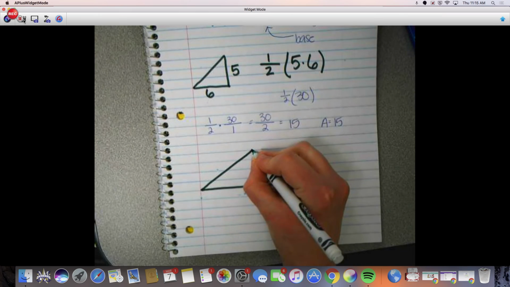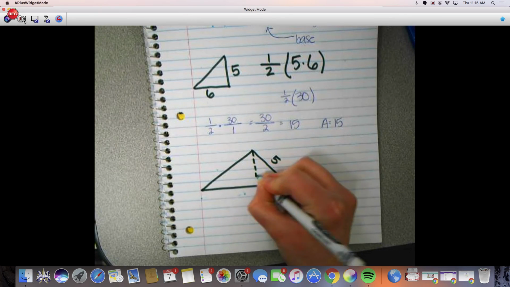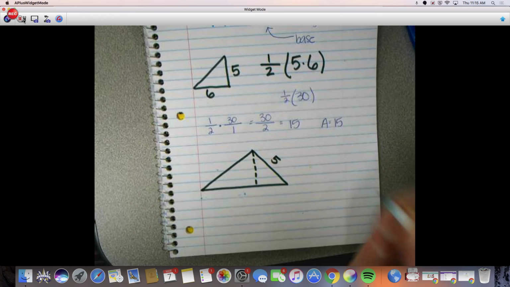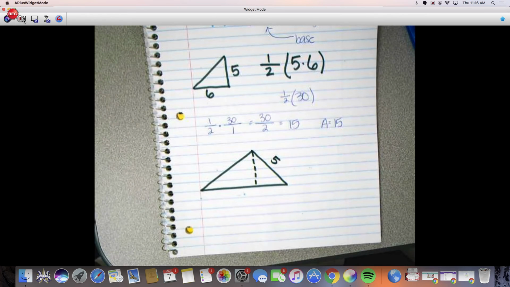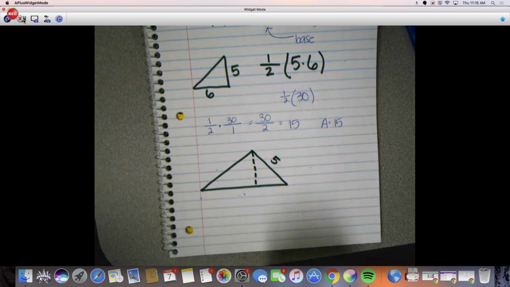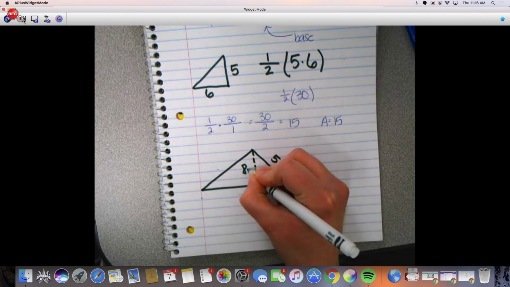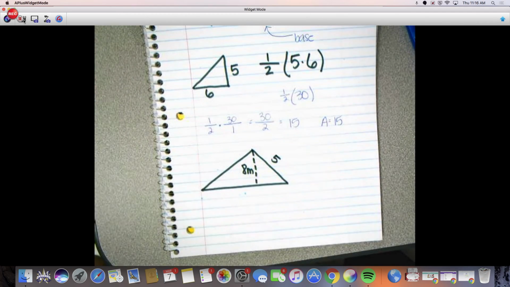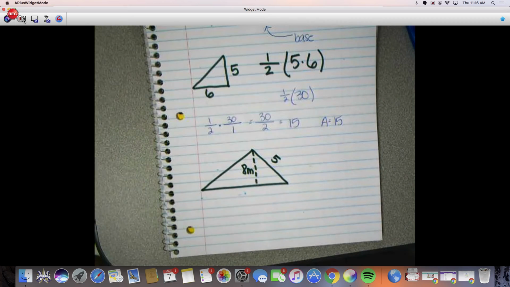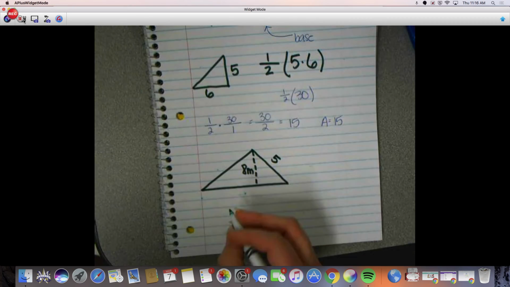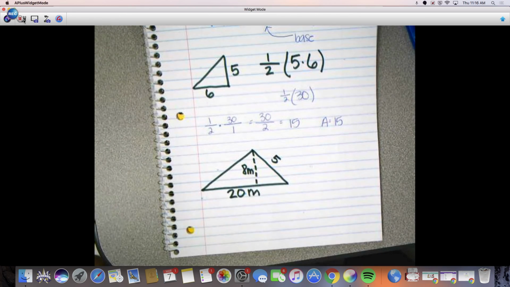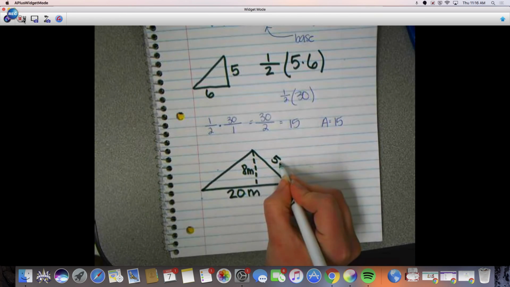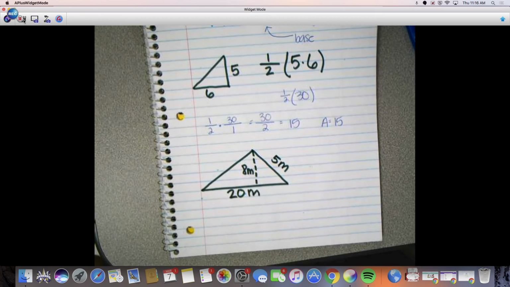In 6th grade, they're going to have a line down the middle from the point of the triangle straight down to the base. And they're going to tell you what the height is. So on this triangle, the height is 8 meters. And the base is 20 meters.